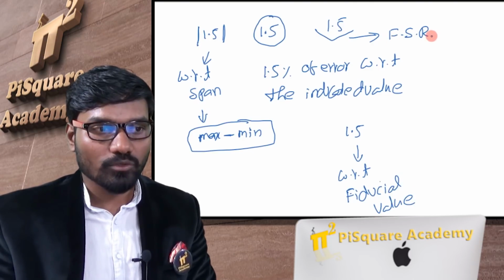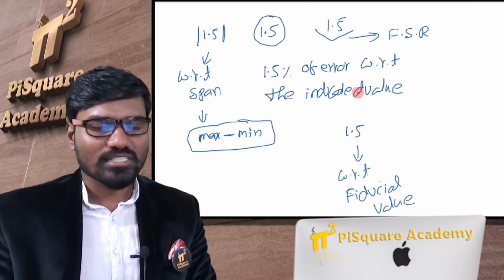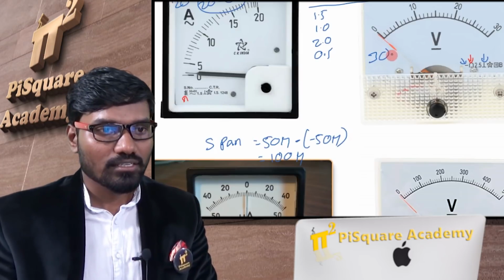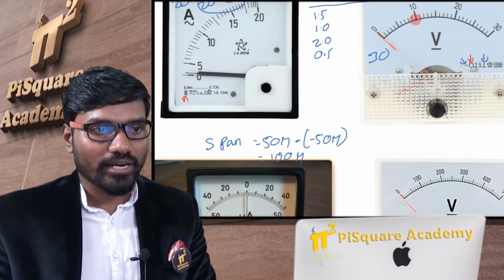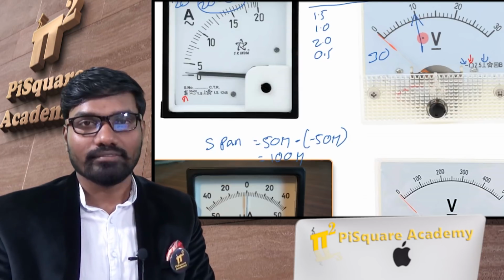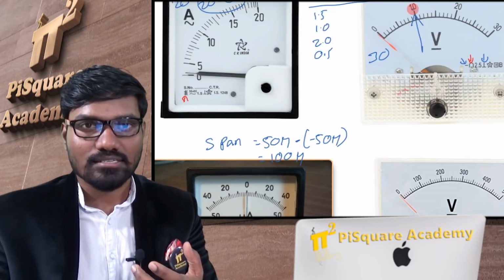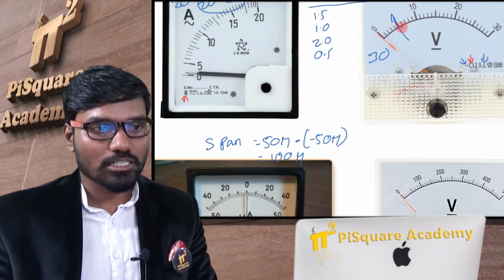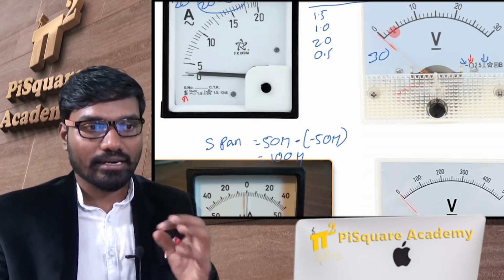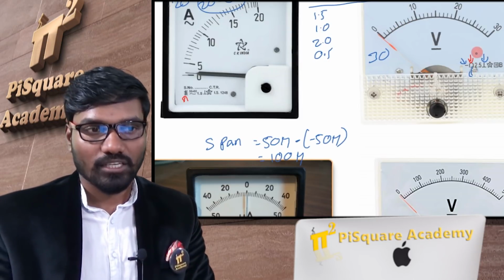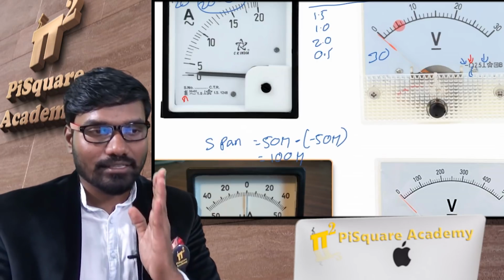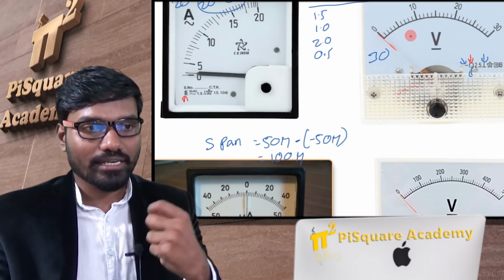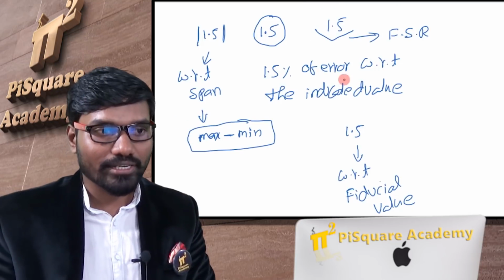This is a full scale value, this is an indicated value. What is the difference between indicated value and full scale value? Indicated value means, suppose the meter pointer is here, then with respect to 10 amperes, the error is 1.5. If the meter pointer is here, with respect to 5 ampere, the error is 1.5%. So indicated value means at that pointer value, the exact reading, for that reading you should take the reference. That's what indicated value means.